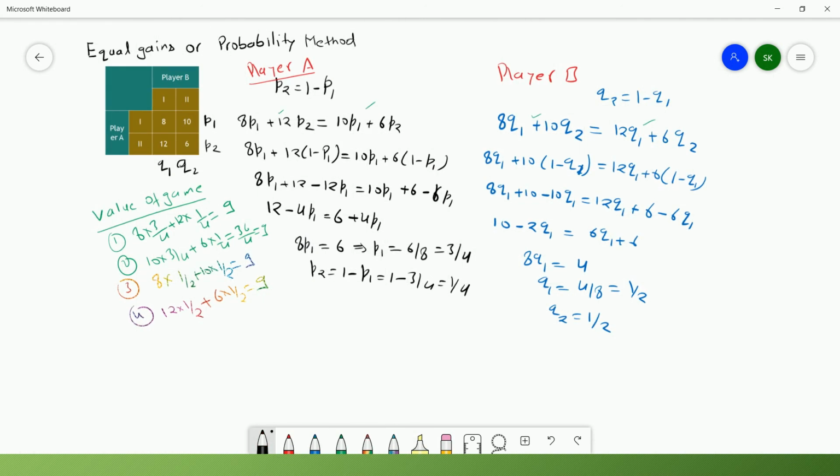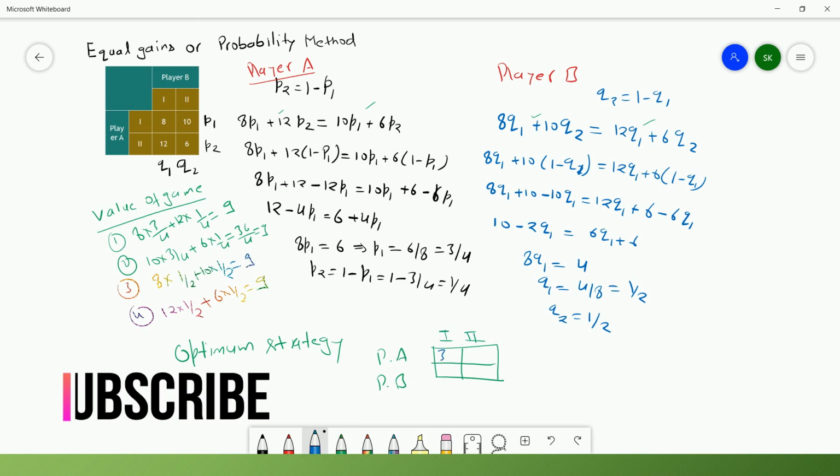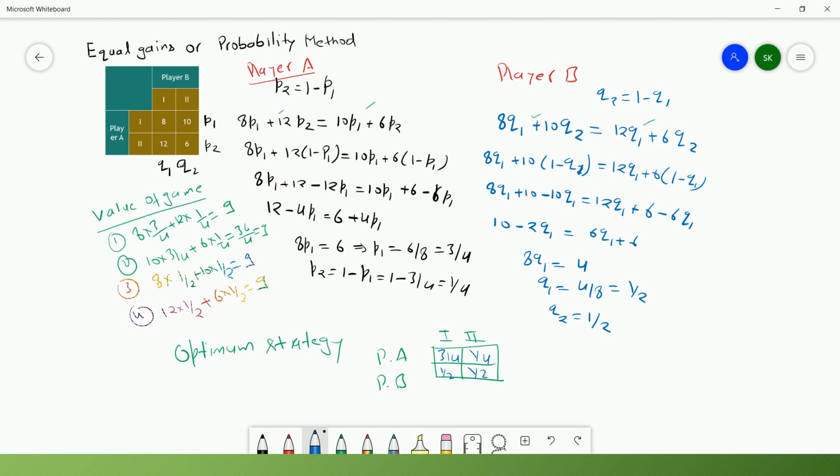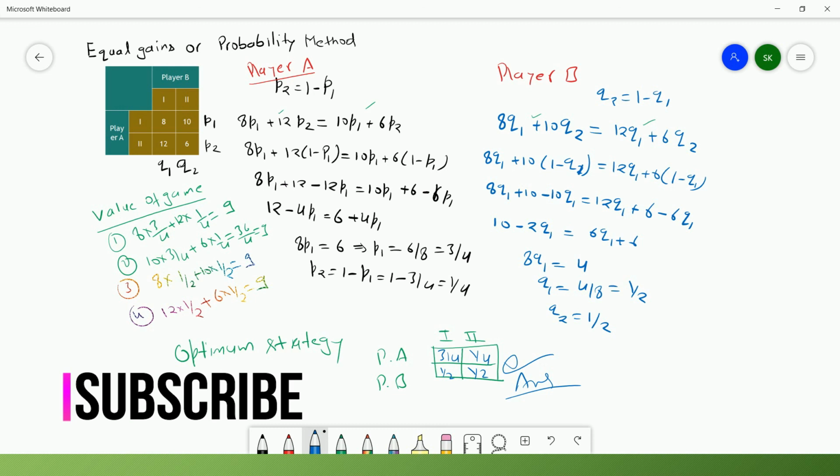So now I can write the optimum strategies as player A, player B. They both have two strategies, first, second. So P1 is 3 by 4, P2 is 1 by 4, Q1 is 1 by 2 and Q2 is 1 by 2. So this is the answer. So this way you can solve the question using equal gains or probability method. Try it by yourself so that you get the real understanding.